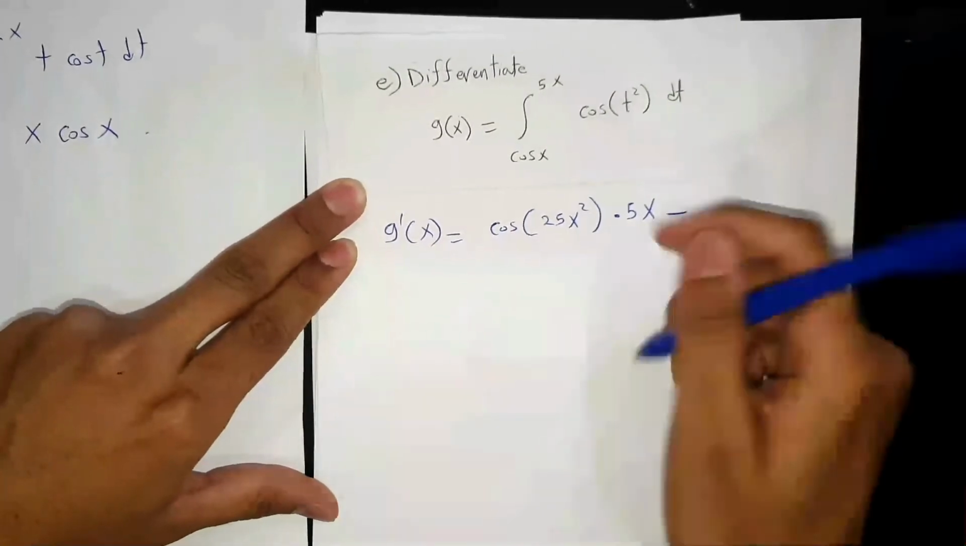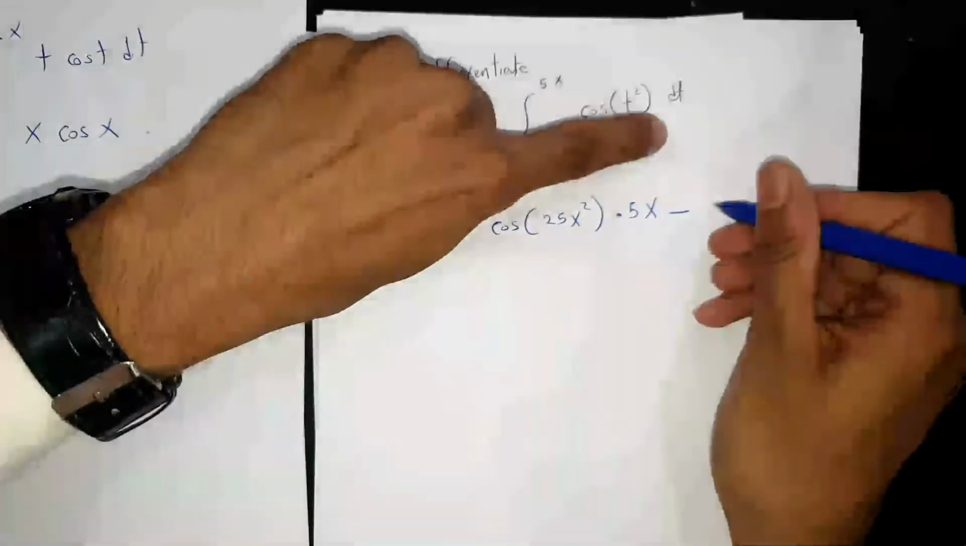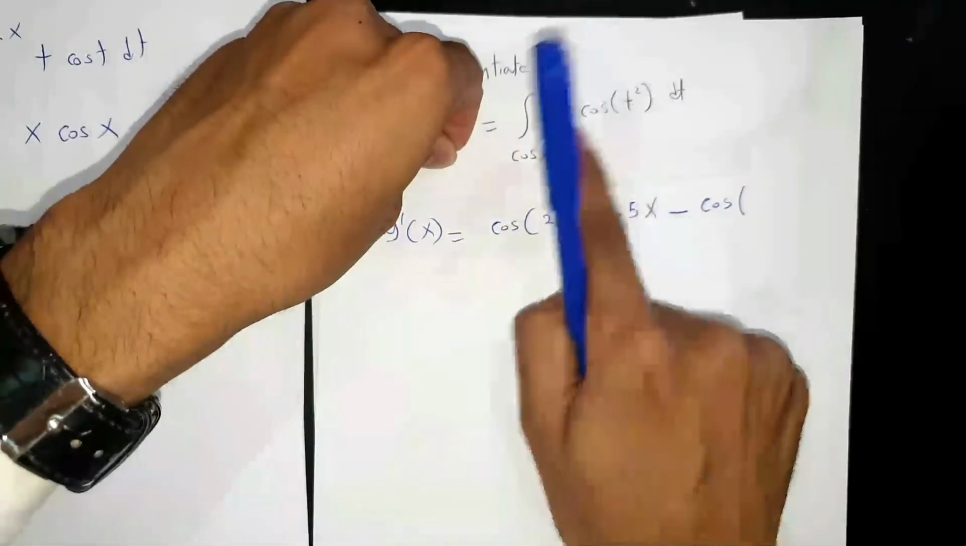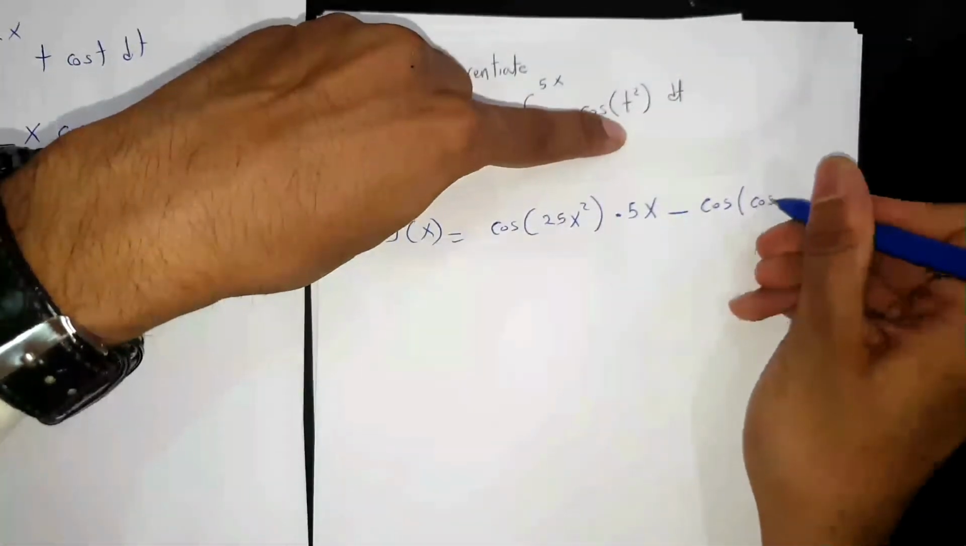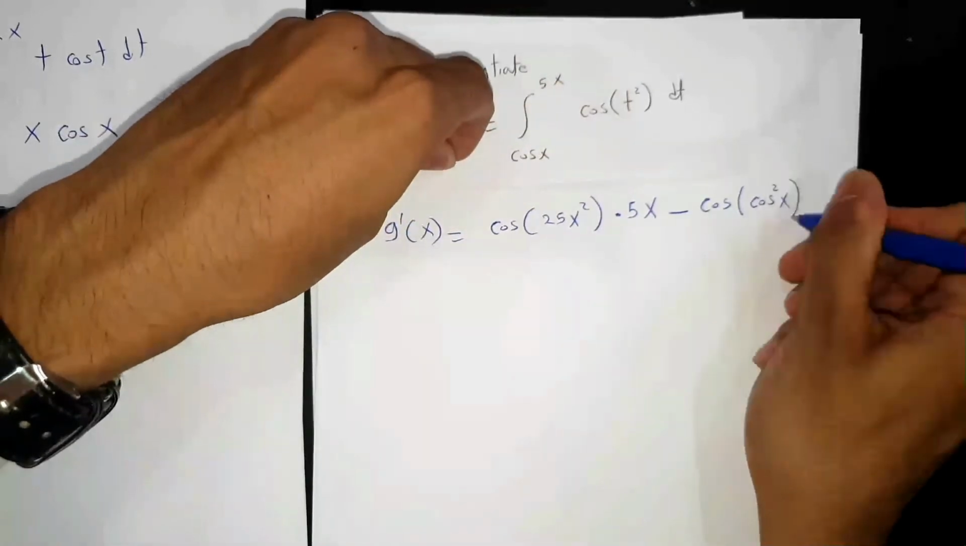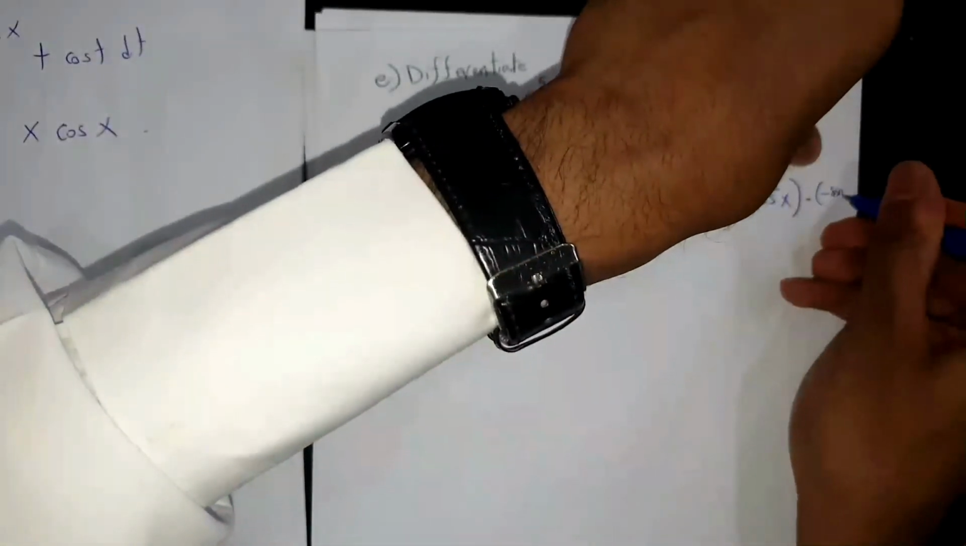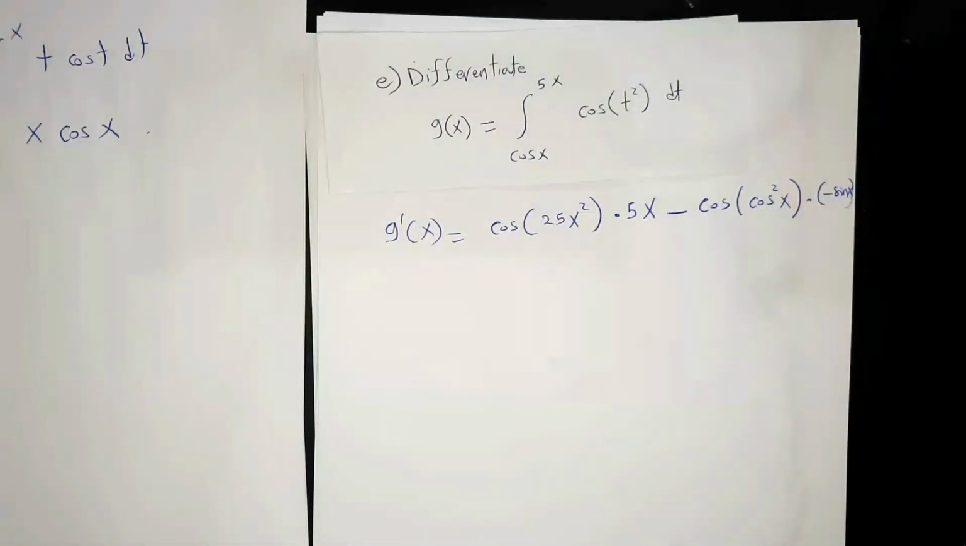Minus, substitute by the lower function. You will get cosine, put t equal to cosine x. So you will get cosine square x. And do not forget to differentiate the lower function, which is what? Minus sine x. And this is the final answer.